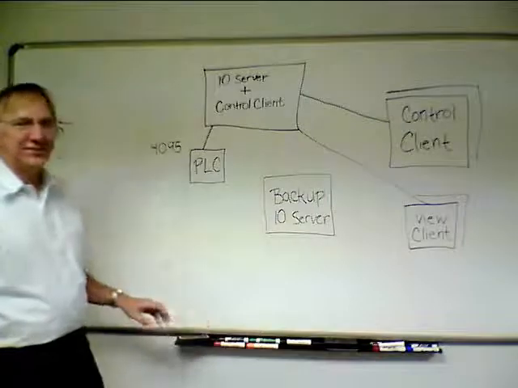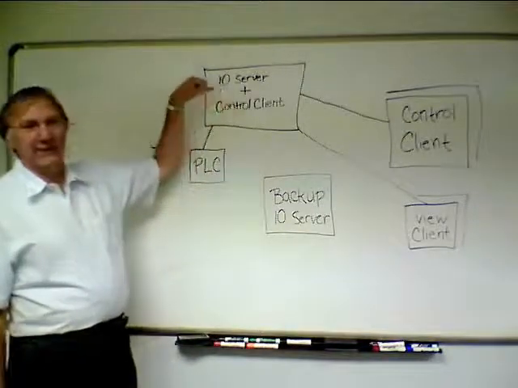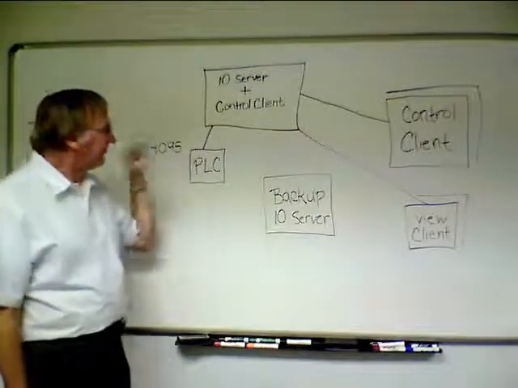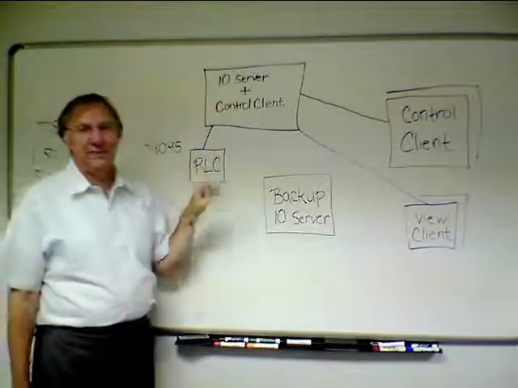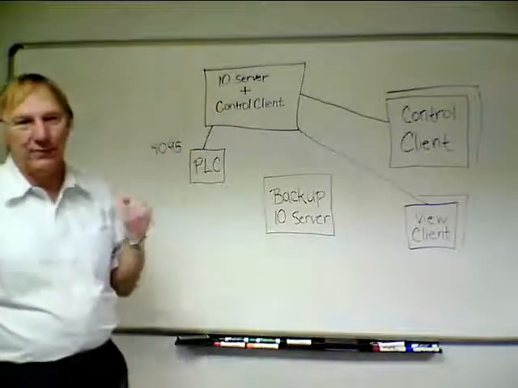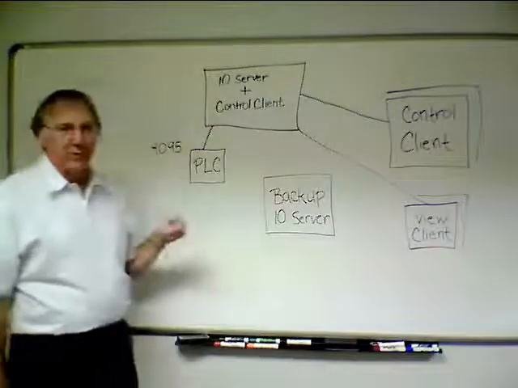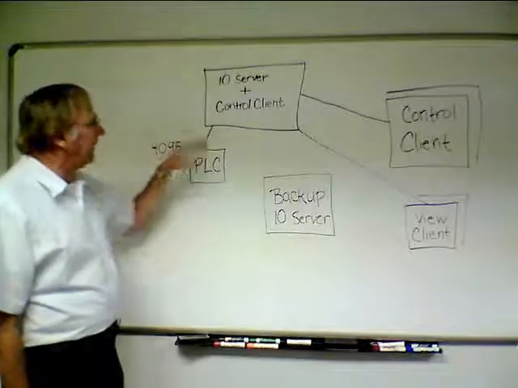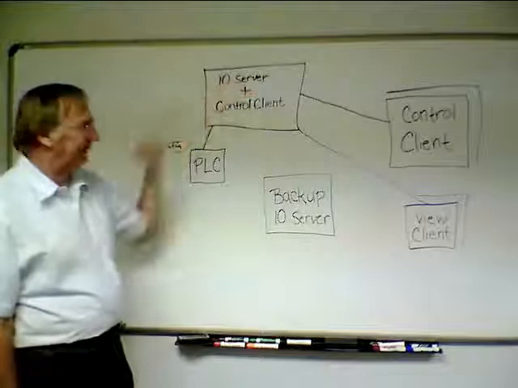All citect systems that ever exist have to have one thing. They have to have an I/O server and a control client. The I/O server's mission is to talk to the PLC. Citect can talk to up to 4,095 PLCs simultaneously. No one, of course, has ever built a system that big, but the capability is there. All the I/O servers contain an embedded control client.